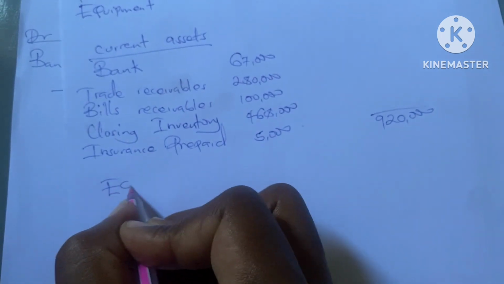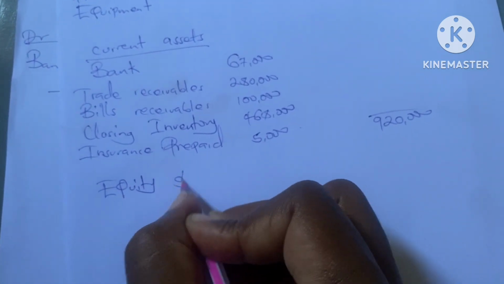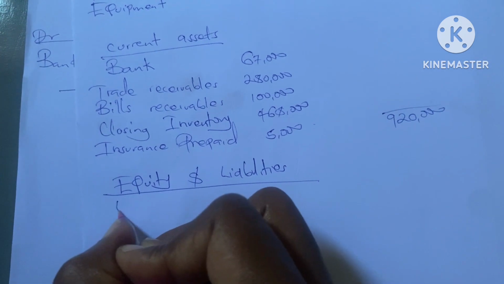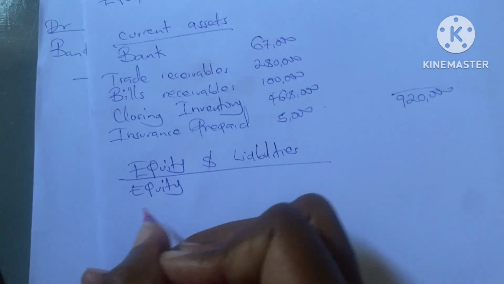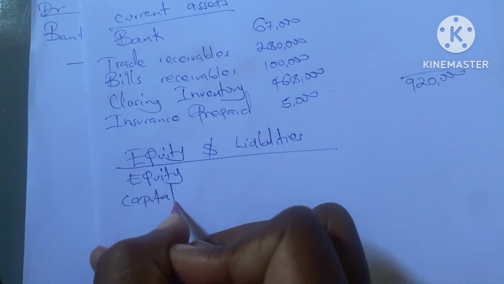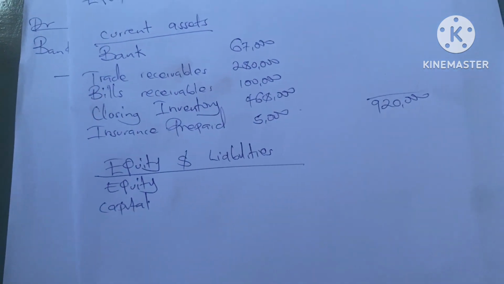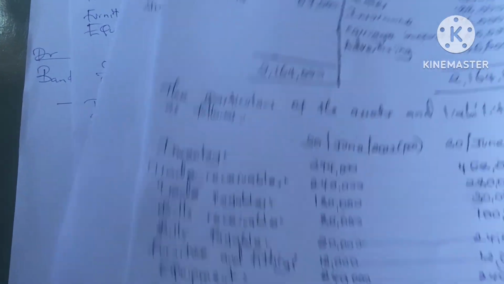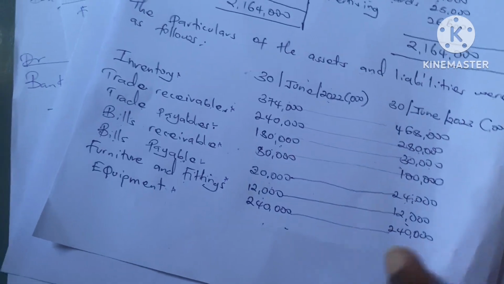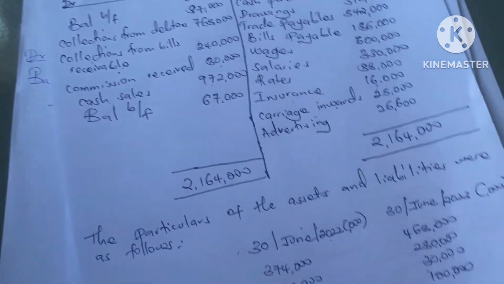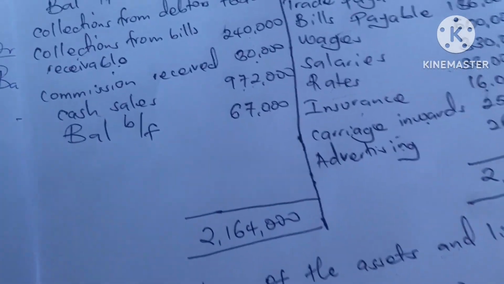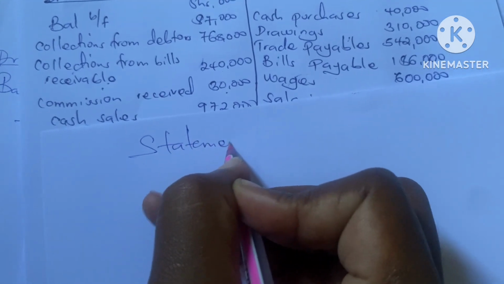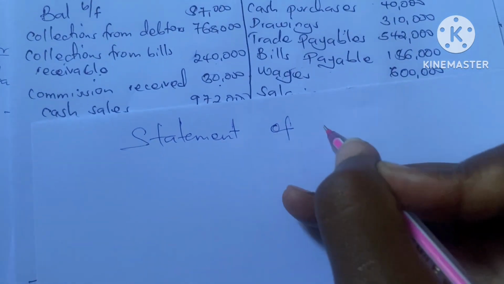Then we go to equity and liabilities. We start with equity, whereby we're supposed to start with capital. But in this question, we were not given capital, but we were given the opening balances. These were the opening balances. So meaning we are going to prepare the statement of affairs to determine the opening capital.